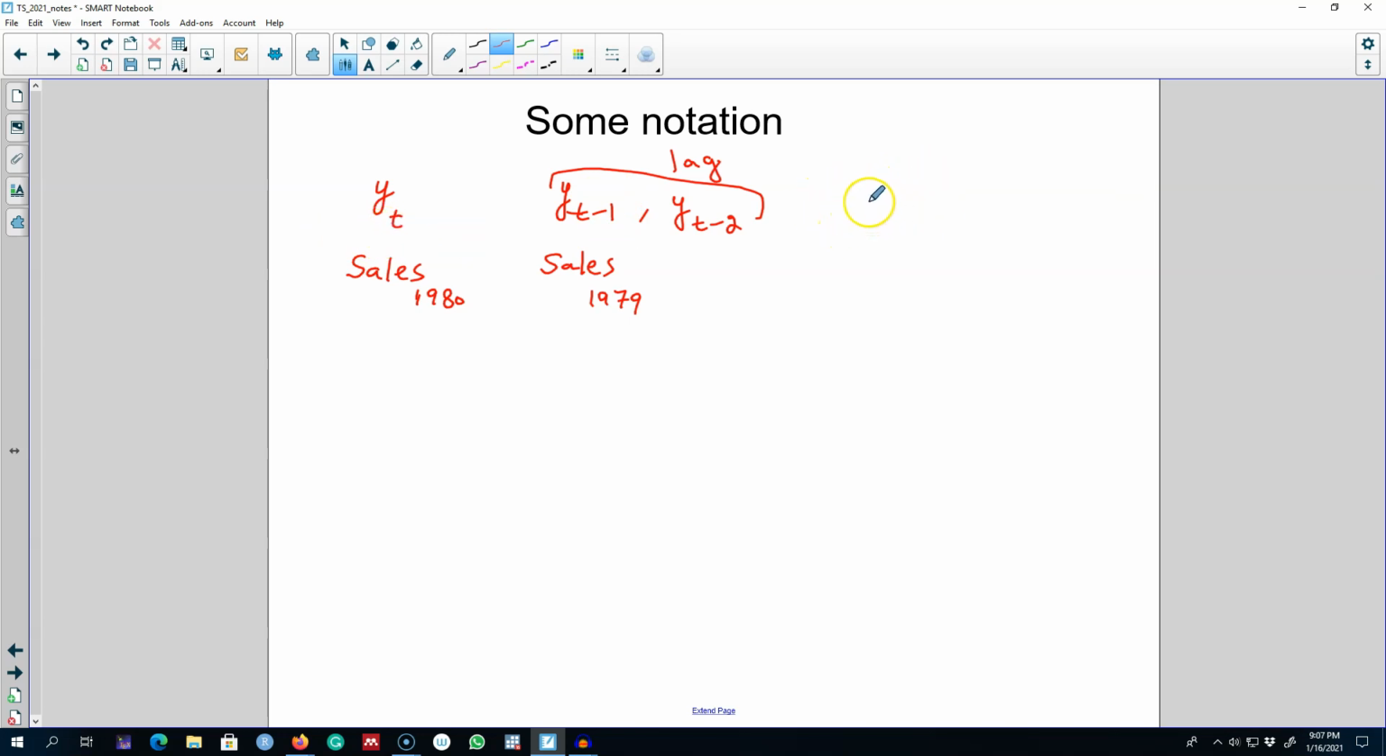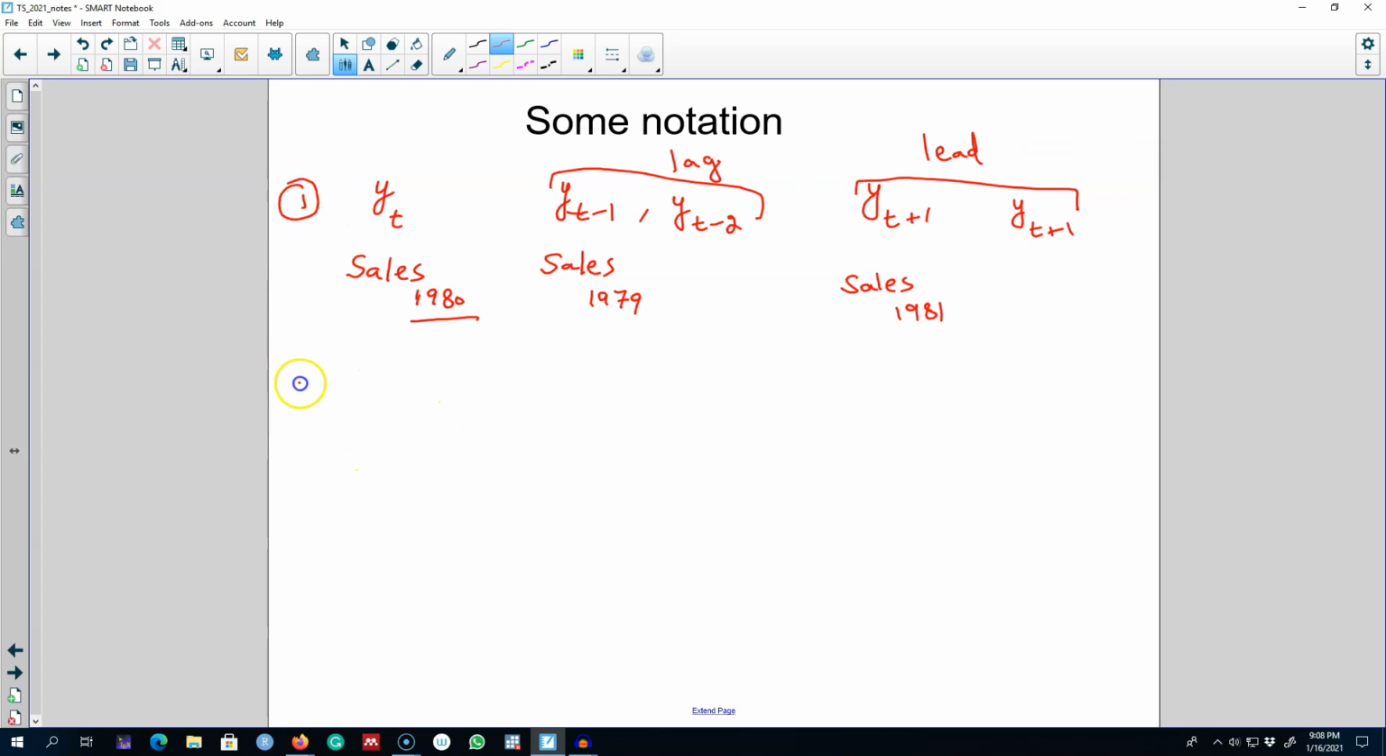Similarly, we can also represent the lead values of the y variable by using this notation. Yt plus 1 means this is the value of y in the time period t plus 1. And remember, time t is 1980 in this case, so that would be our total sales in 1981. Similarly, we can also represent sales in 1982 by yt plus 2. So these are called lead variables. I'm going to use this notation to represent lag and lead variables.